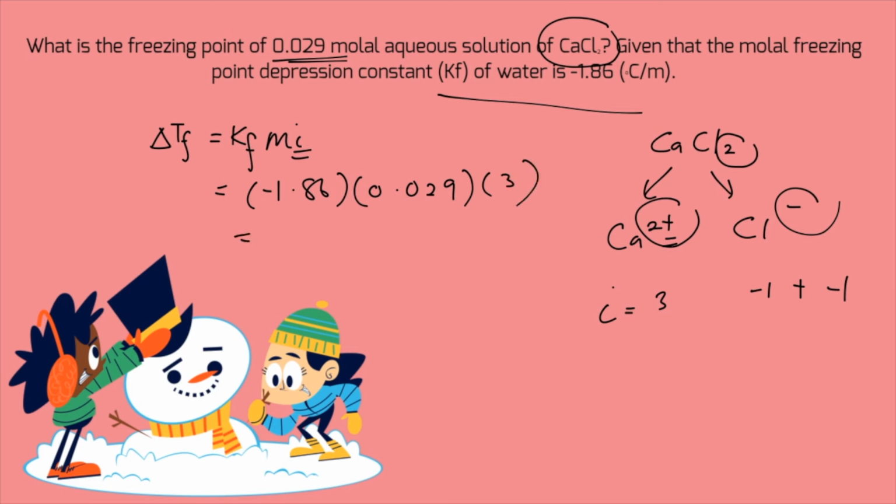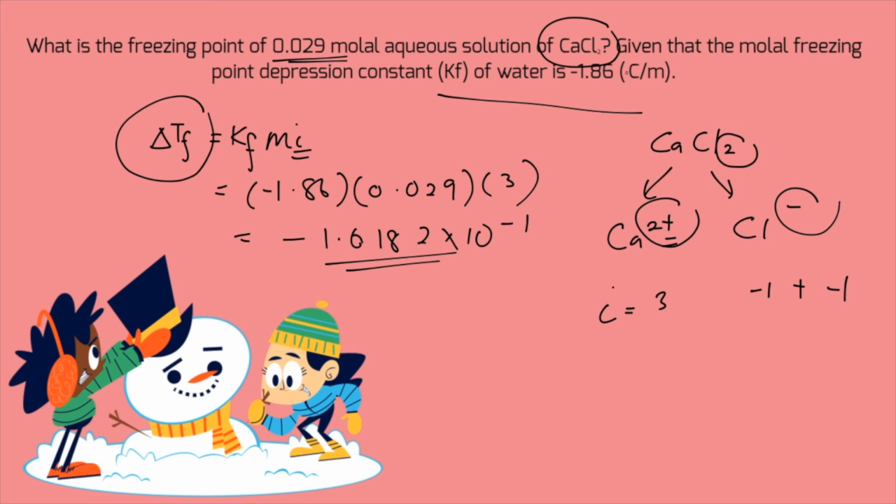So when you calculate this, you should get negative 1.6182 times 10 to the power of negative 1, right? So this is the delta T.